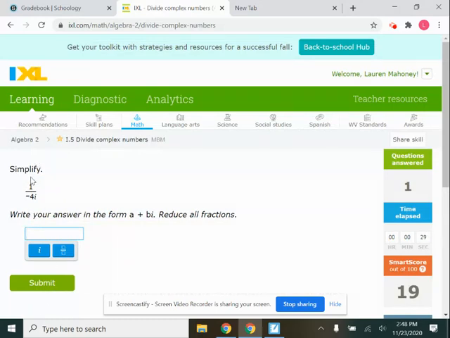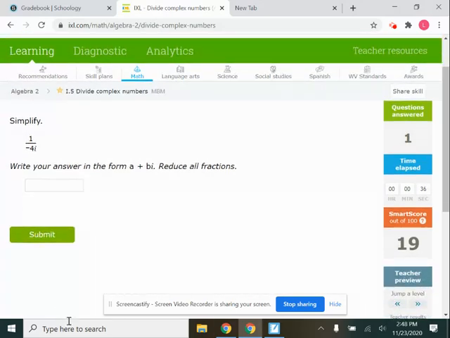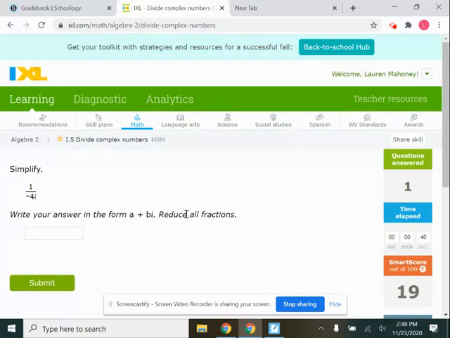So we have 1 divided by negative 4i. This one you are going to have to multiply, but instead of multiplying by the complex conjugate at the bottom, anytime you have a single term in the denominator, you are allowed to multiply by just i over i. So this would be 1 over negative 4i times i over i.